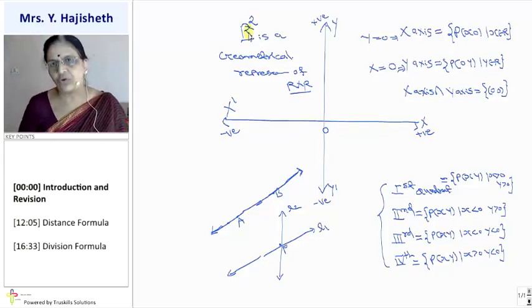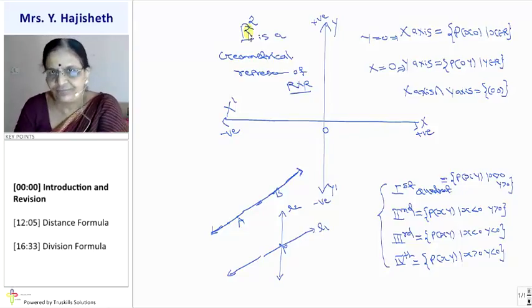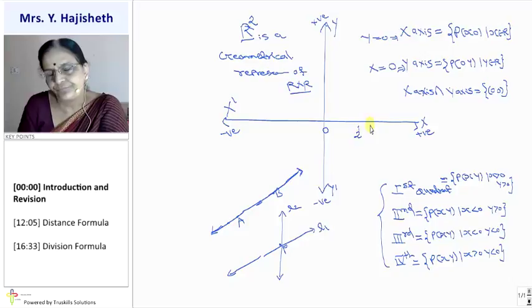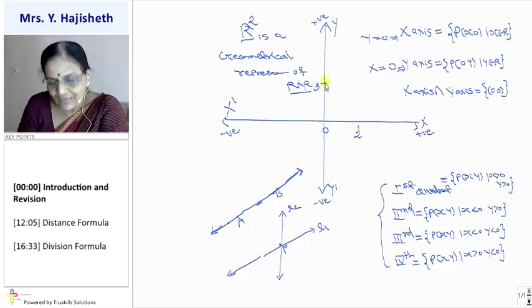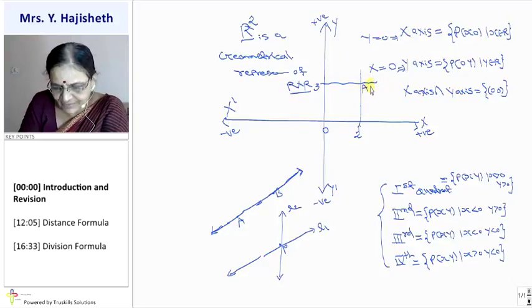Now suppose you want to represent an ordered pair (2, 3) in a plane. Then I should take 2 on the x-axis and 3 on the y-axis. I have to draw a line perpendicular to the x-axis from 2, and I should draw a line perpendicular to the y-axis at 3. Where they meet is a point whose coordinates are (2, 3).